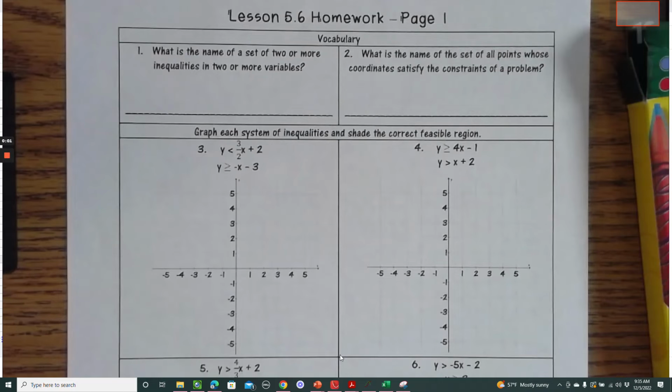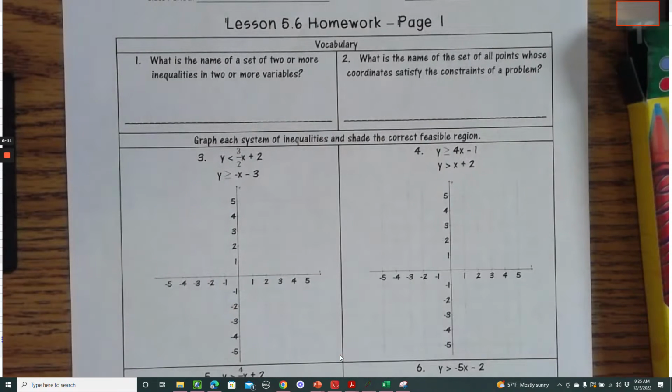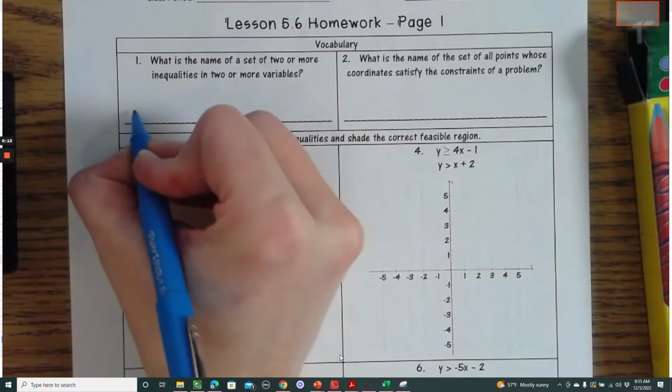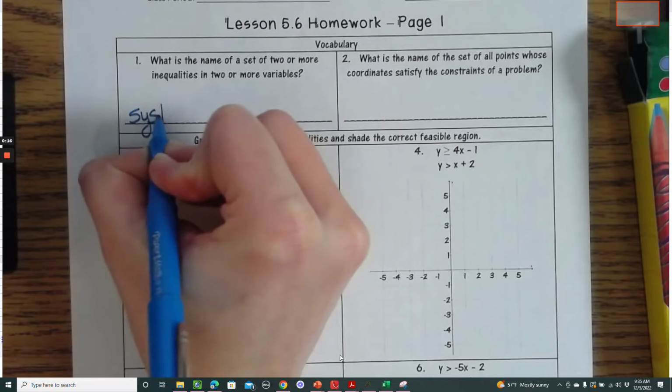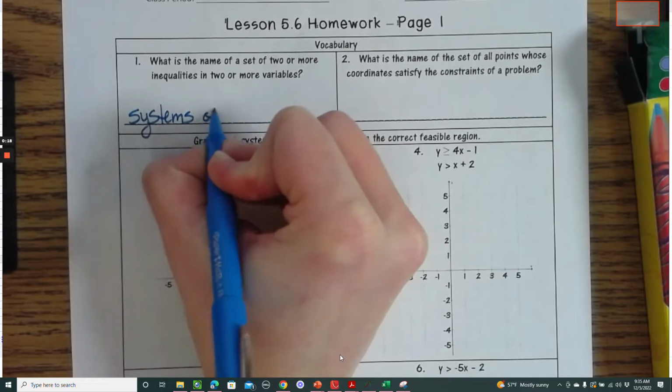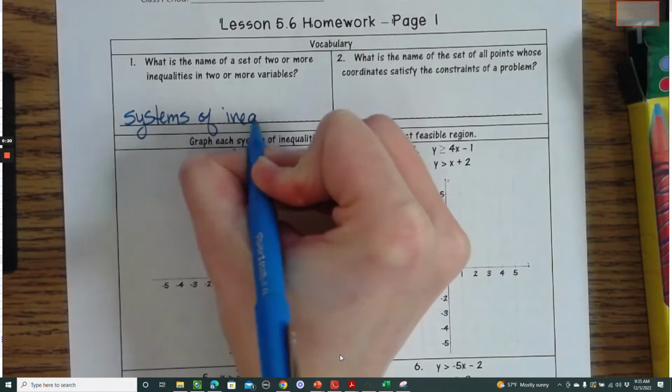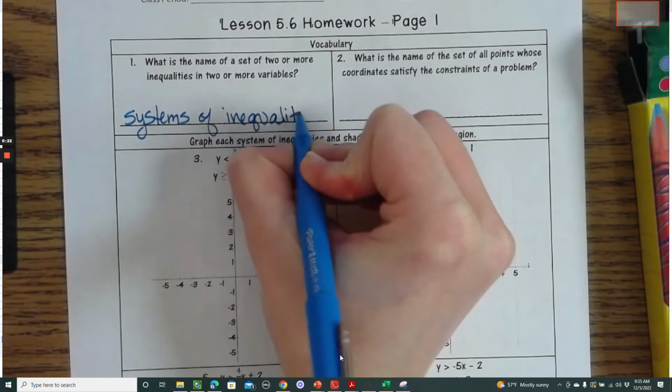All right, this video is for the lesson 5.6 homework. So vocab first. What is the name of a set of two or more inequalities and two or more variables? So we've been doing systems of equations. These next 2 days we're going to be doing systems of inequalities.